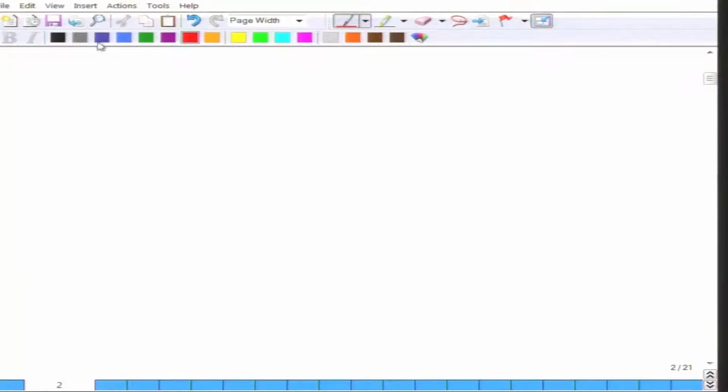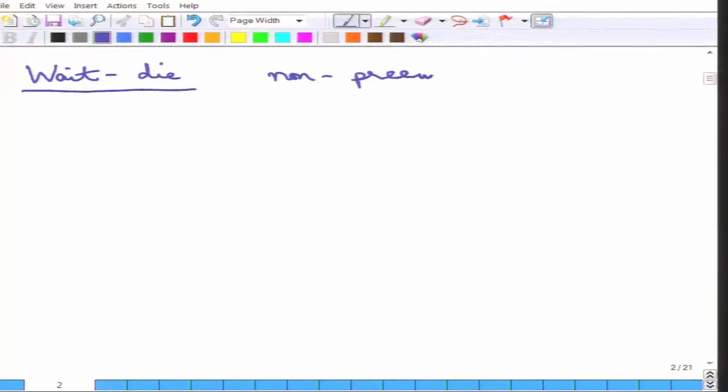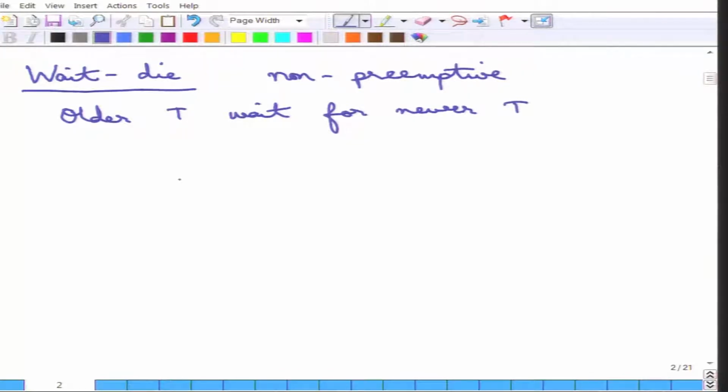So the first one is called the wait-die scheme. In the wait-die scheme, this is a non-preemptive scheme, and we will see what non-preemptive means, but just remember for the time being that this is a non-preemptive scheme. What happens is that here the older transactions wait for newer transactions. Suppose there is an old transaction T1 that wants a particular lock on an item X, and T2 is a younger transaction. So T1 is old and T2 is young.